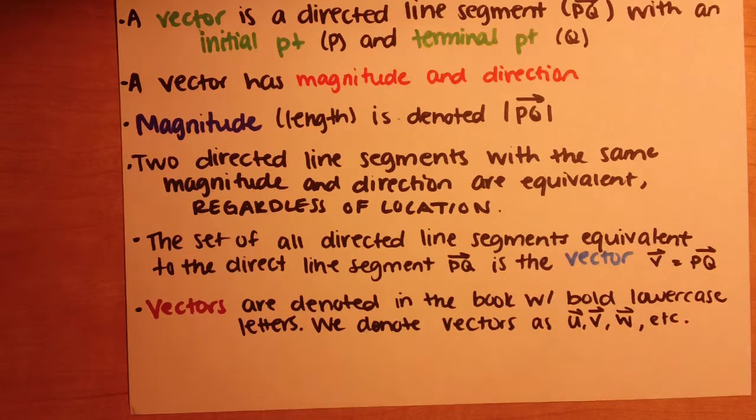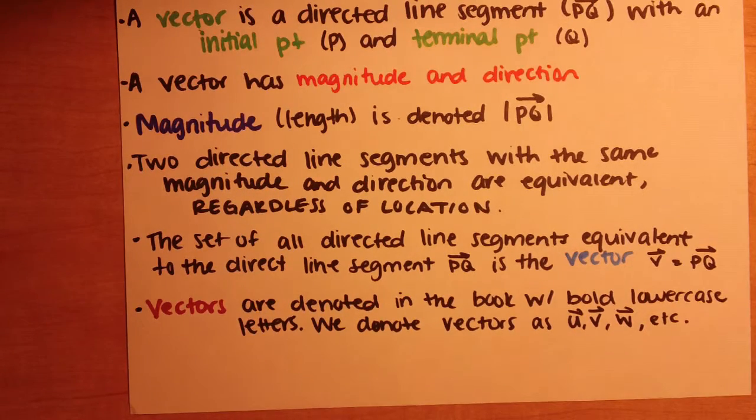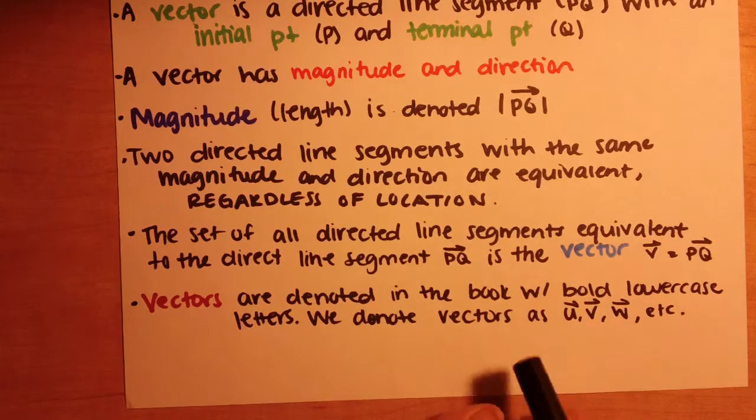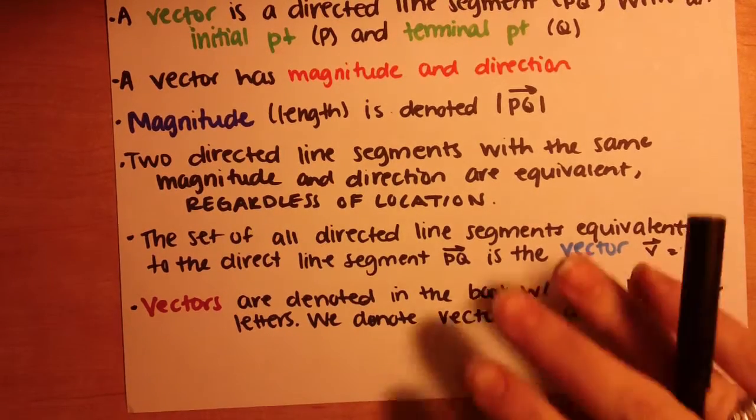Vectors are denoted in the book with bold lowercase letters, but for our purposes, in order to see them clearly, we're going to denote them with little half arrows over top of them. So we'll have an example as the vector u, the vector v, the vector w, etc.